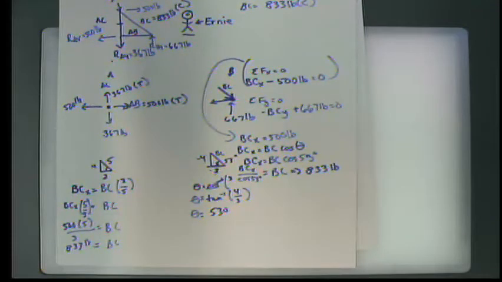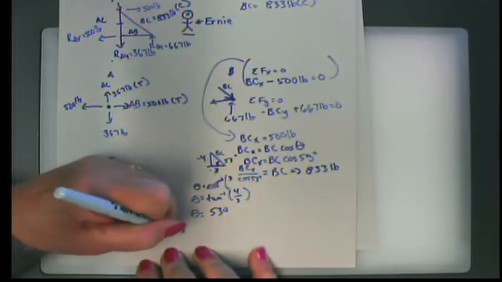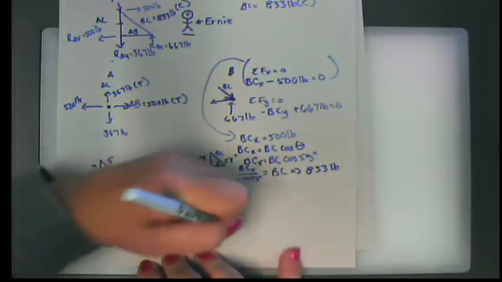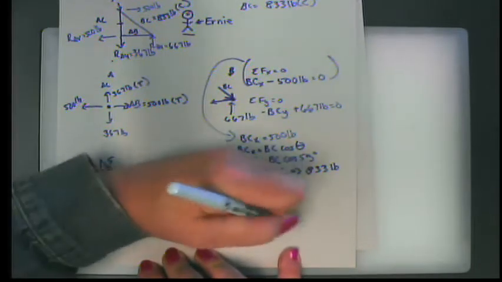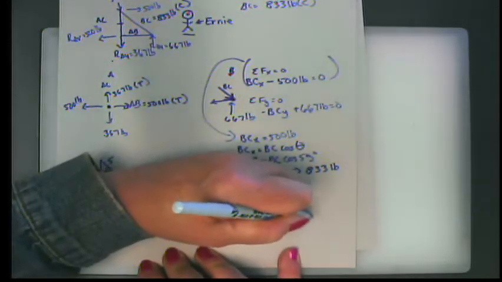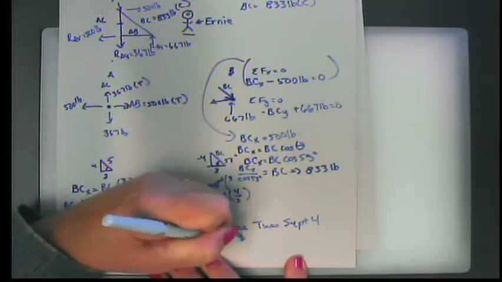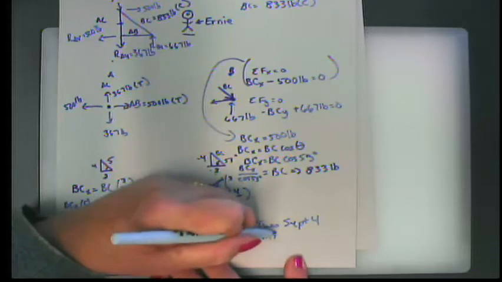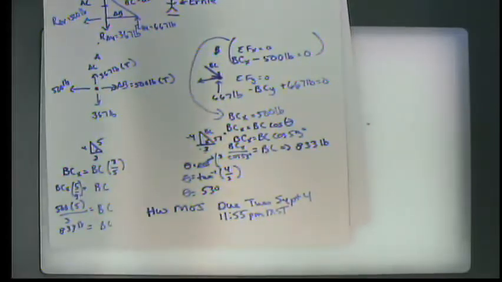For your homework for the method of joints, and this will be, like I said, due next Tuesday, which is September 4th, by 11:55 p.m. Mountain Standard Time, or whatever mountain time we're on right now. I think they're still standard. Are we standard or daylight? Are we on daylight time still?